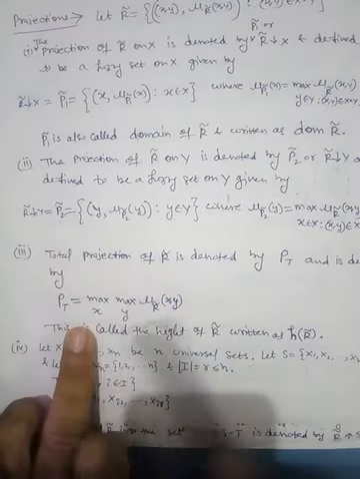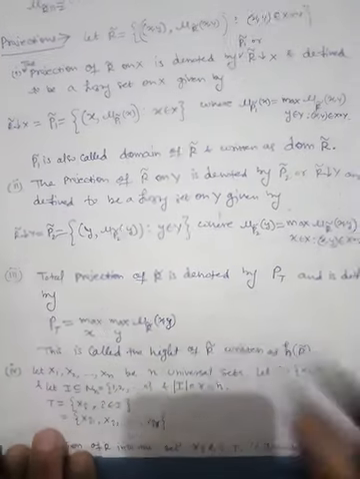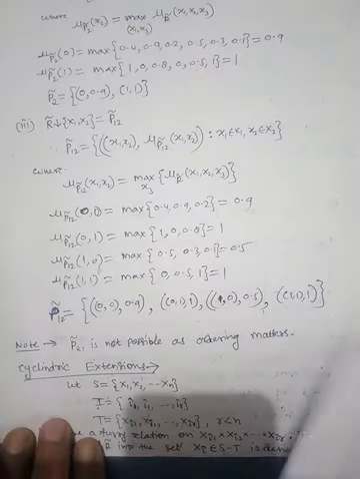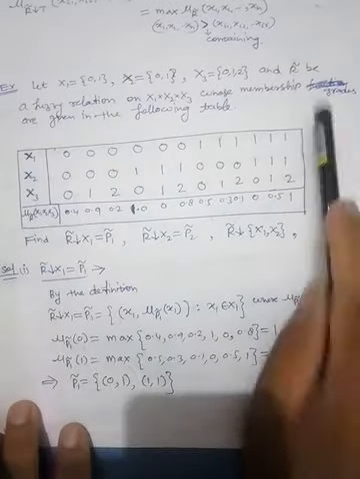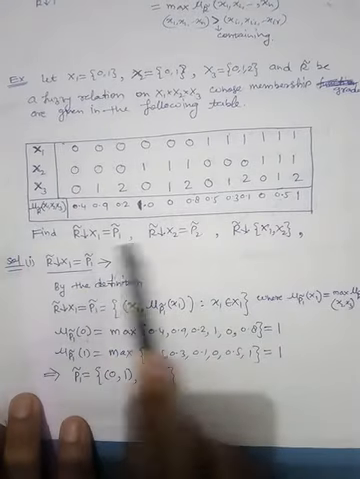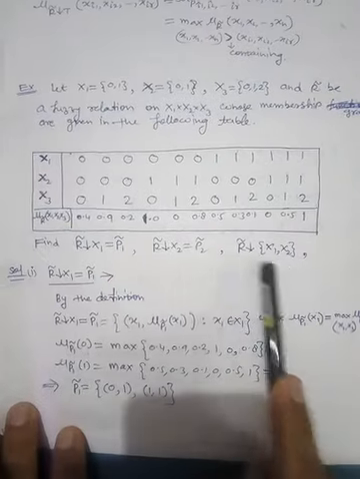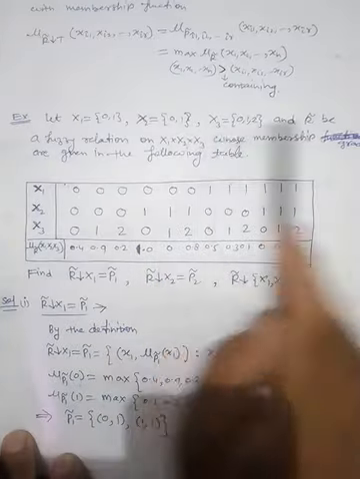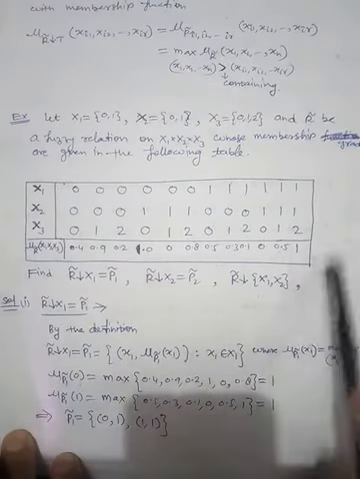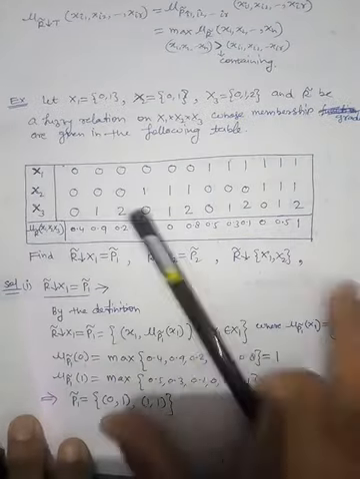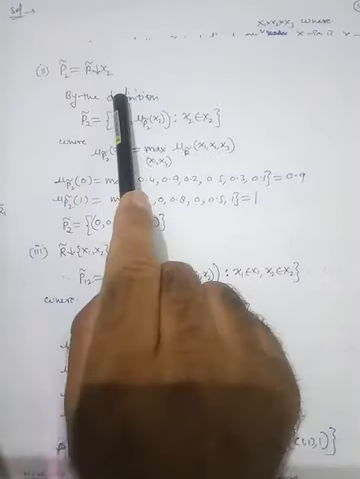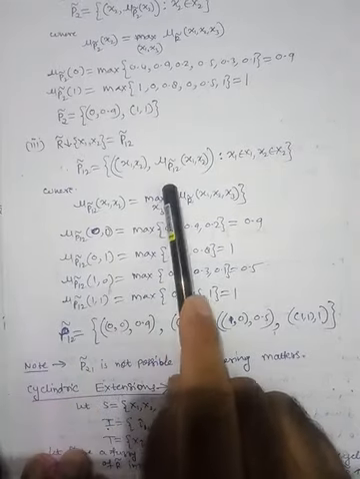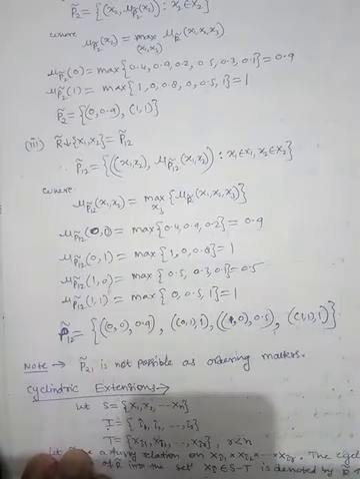This is the total projection, and we have taken a few examples. One of them is this, which we took in the previous class. We evaluated the projection over x1, the projection over x2, and the total projection over x1 x2. Here x1 is this, x2 is this, x3 is this, and R is defined by this table. We evaluated all these values. So this is the projection over x2, and this is the projection over x1 x2.